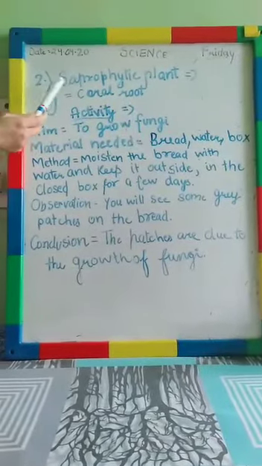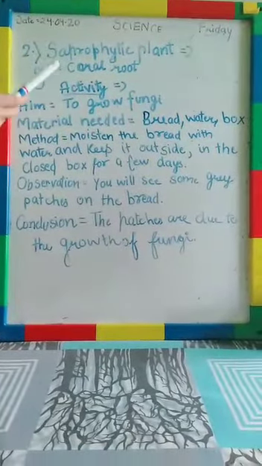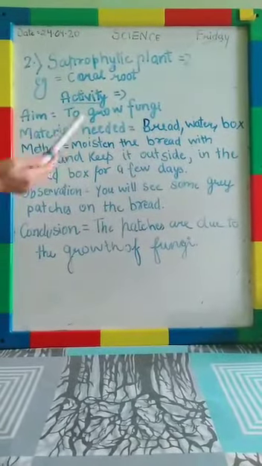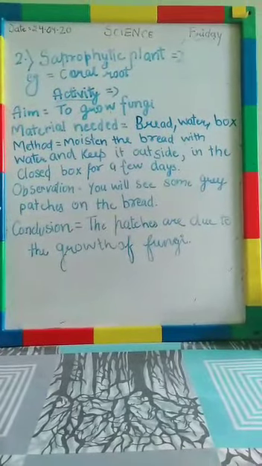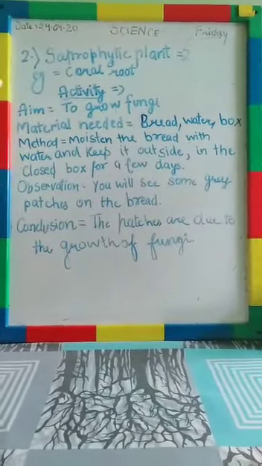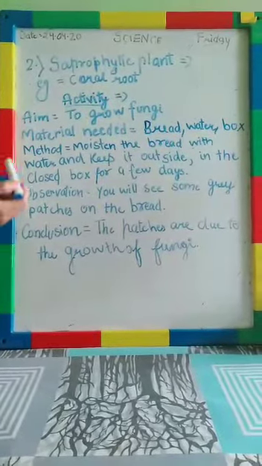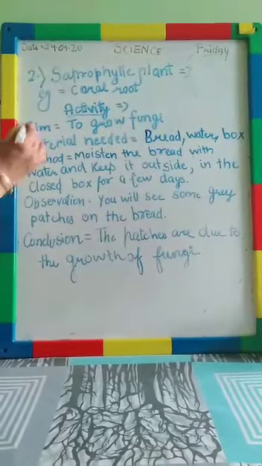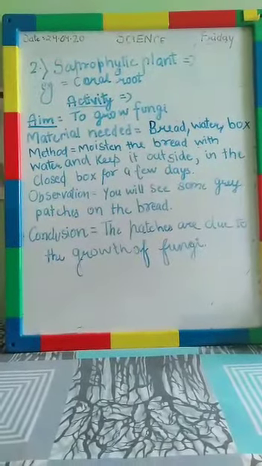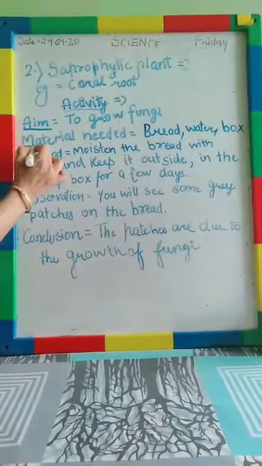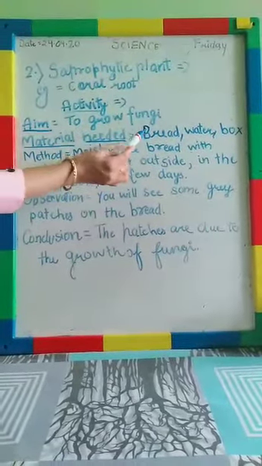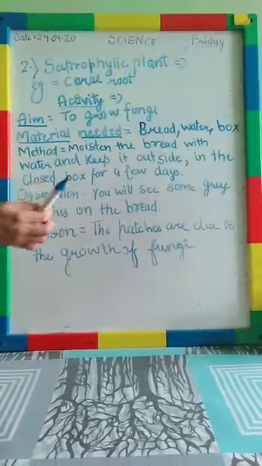So students, to understand more clearly, we will do one activity on saprophytic plants. For this activity, what materials you require and what procedure you have to follow. So students, what is the aim? The aim is to grow fungi. What are the materials we require? Bread, water, and a box.